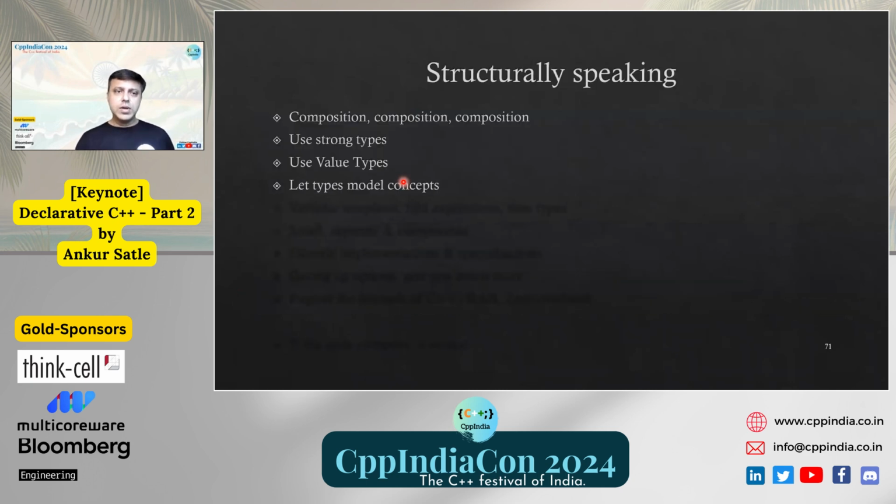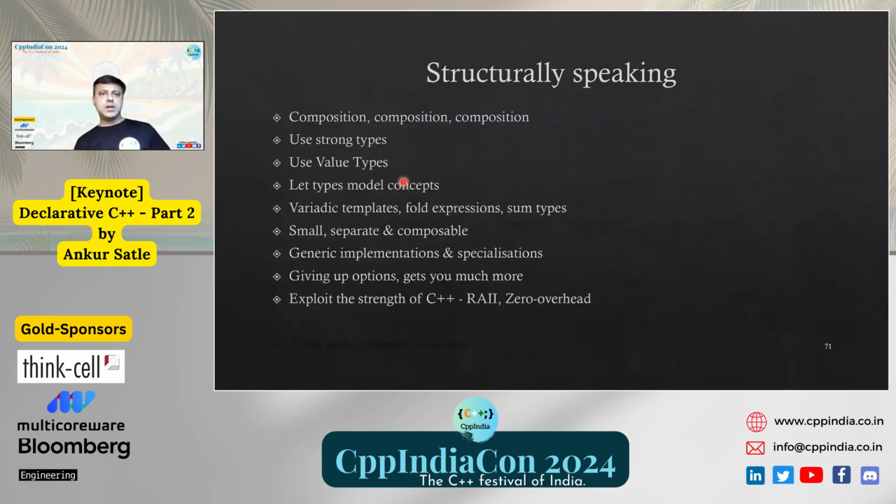All right. So this was the list of things. Composition really works. Strong types, value types. Use the model concepts. Let types model concepts. So enforce the concepts, variadic templates, fold expressions, and some types help. Small and separate composable small functionality can come together to make big ones. Generic implementations and specializations get you on track. Giving up options sometimes gives you more and exploit the strength, right?